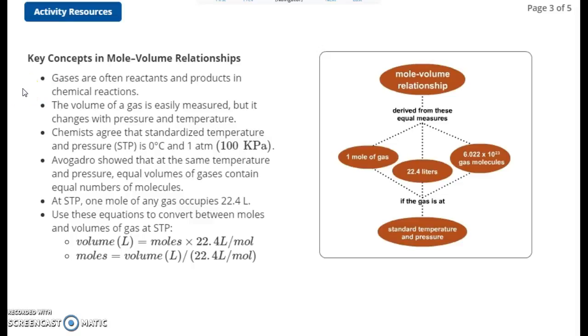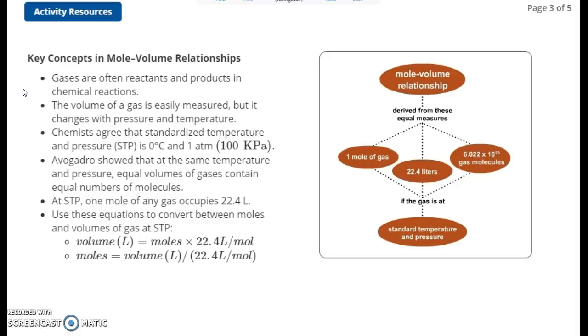Key concepts in mole volume relationships. Gases are often reactants and products in chemical reactions. The volume of a gas is easily measured, but it changes with pressure and temperature. Think about a balloon. You can squeeze the balloon and the gas inside will take up less space. Think of a helium balloon in winter. If you take it outside, it shrinks down because the molecules lost some heat energy and they're moving slower. When you take it back inside, the helium balloon is back to its original size.